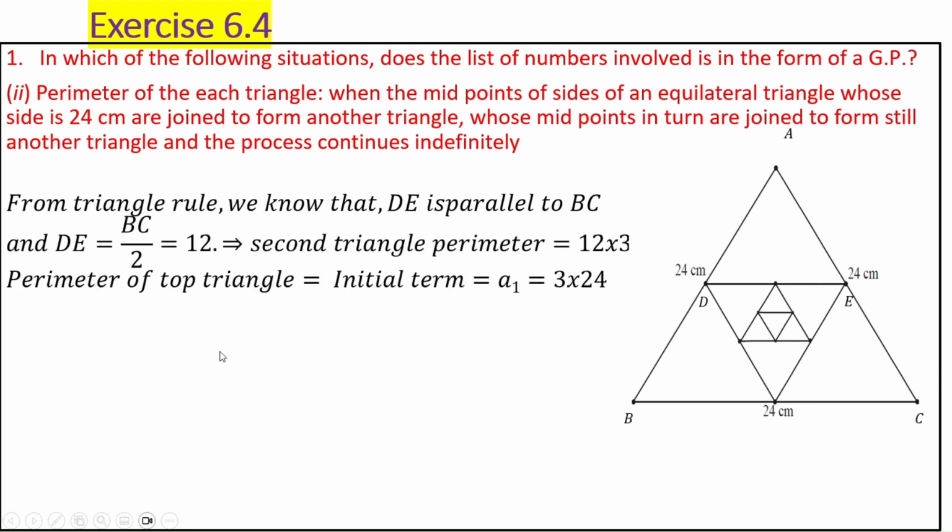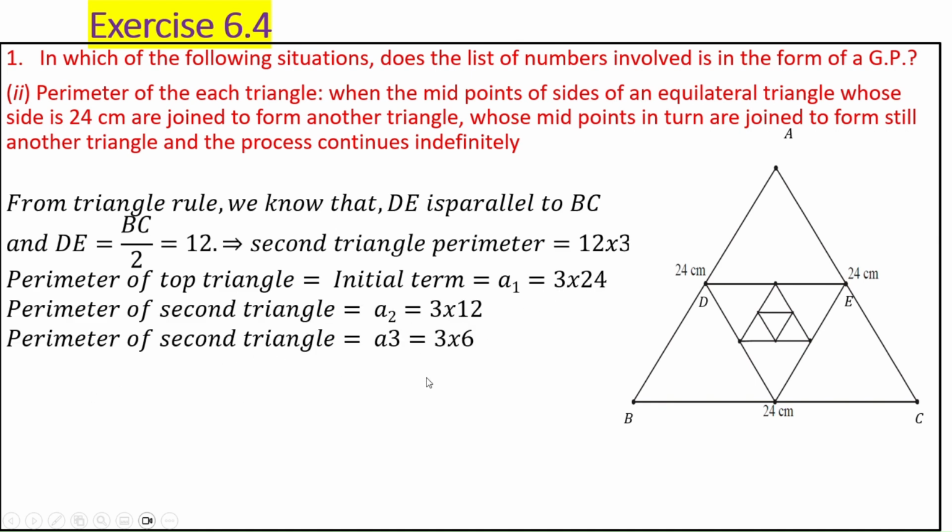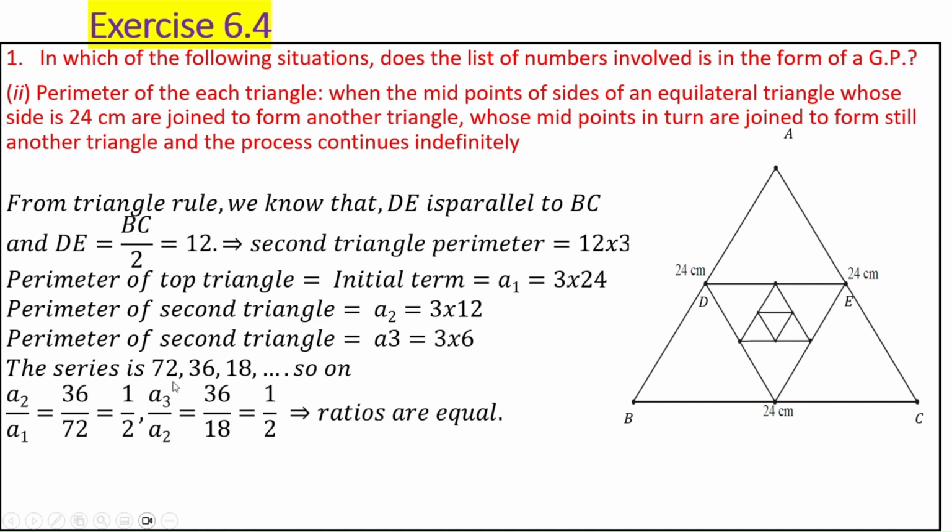If you take the perimeter of the top triangle, it is 3 into 24. The second triangle is 3 into 12. The third triangle is 3 into 6, and so on. So the series formed is 72, 36, 18, and so on. This obviously forms a geometric progression because the common ratio is 1 by 2. Okay, next.